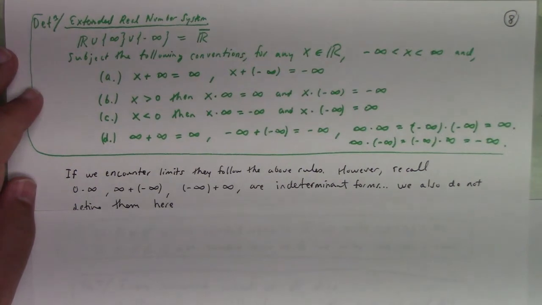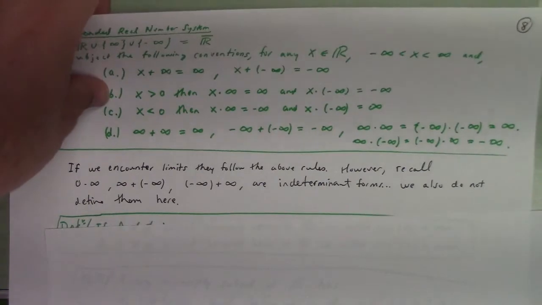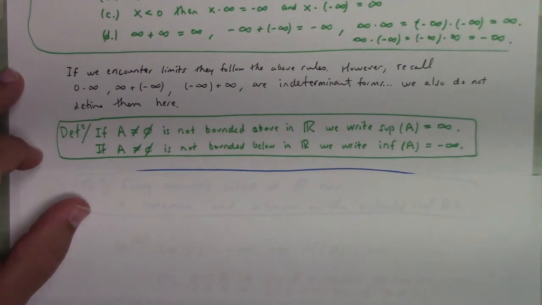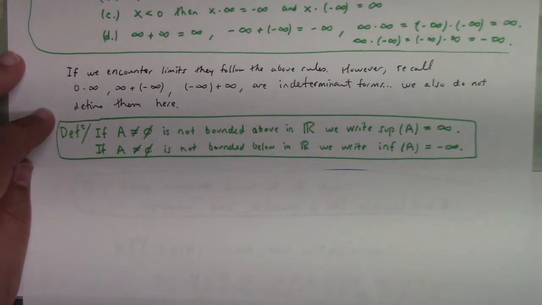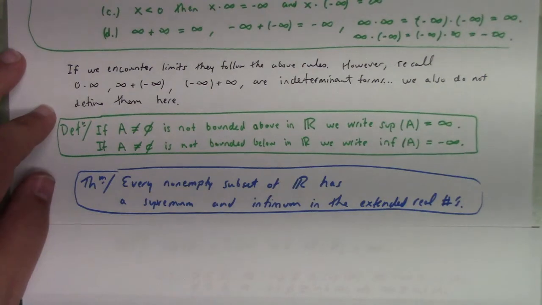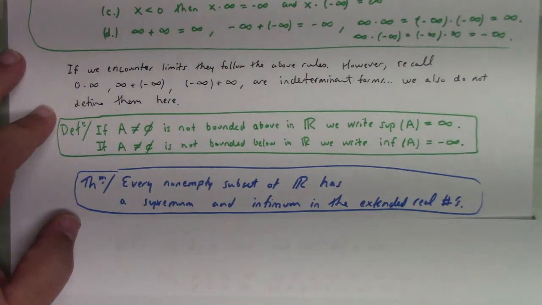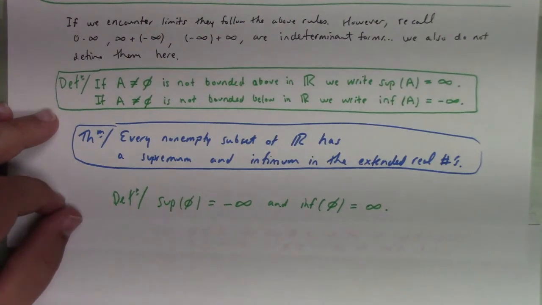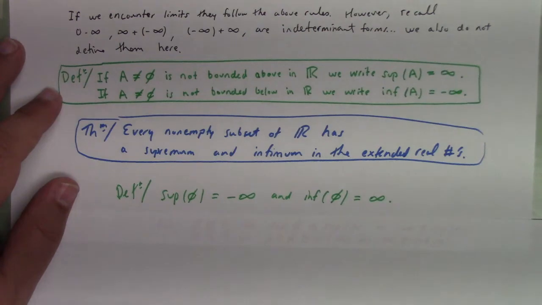It's not a field, the algebra is a little limited in what you can do there, but it is enough to at least allow us to say that if A is a non-empty subset and it's not bounded above, then we can define the supremum to be infinity. And if you have a non-empty subset not bounded below, you can define the infimum to be minus infinity. With that convention, every non-empty subset of the reals has a supremum and infimum in the extended reals. And if you're further inclined, you can define the supremum of the empty set to be minus infinity and the infimum of the empty set to be infinity, which made me think, what?